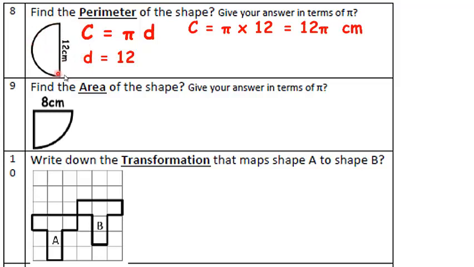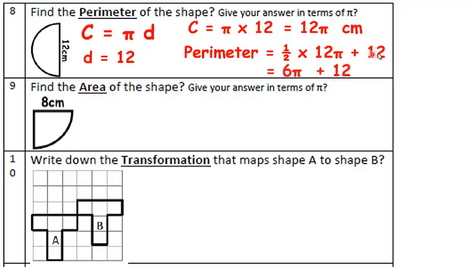But I don't want the circumference all the way around. I want half of it plus this straight edge here. And this straight edge is just 12. So I'm going to do half of 12 pi, right? So this bit here is just a half a circle, and this bit here, the 12, is that straight edge. So half of 12 pi is 6 pi, 6 pi plus 12, that's your answer. I could put centimeters over there, 6 pi plus 12 centimeters. That's my answer, that's pretty straightforward.